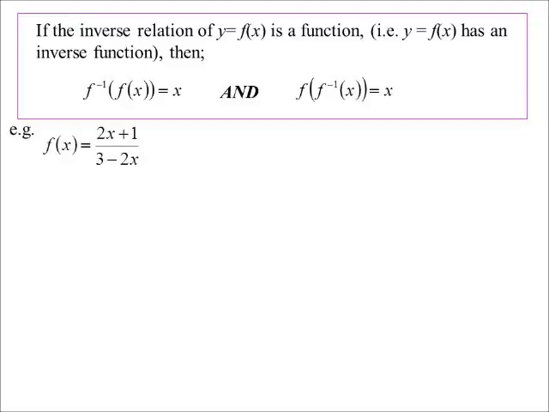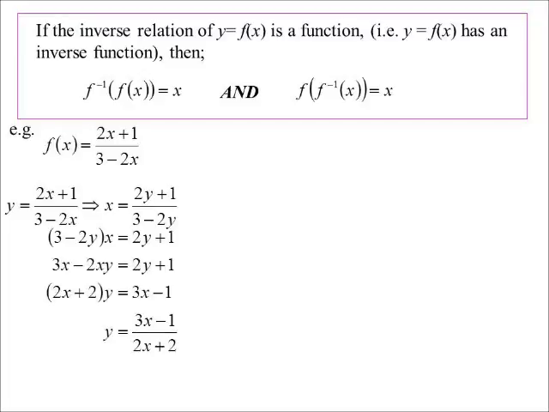So here's one. It's a hyperbola, if you don't recognize it straight away. It's been shifted a little bit. So it should have an inverse function. Let's work out the inverse. I'll swap the x and the y's round, and I get x equals 2y plus 1 on 3 minus 2y. I'll make y the subject, and sure enough, it's 3x minus 1 on 2x plus 2.